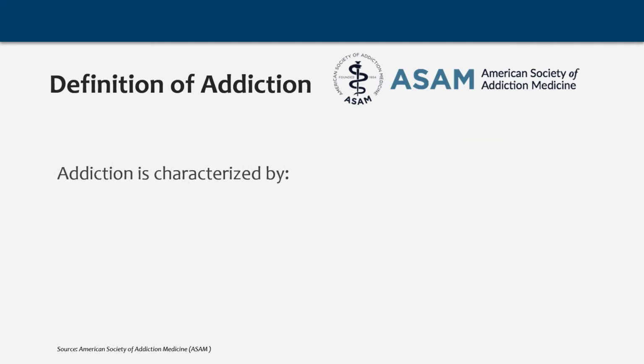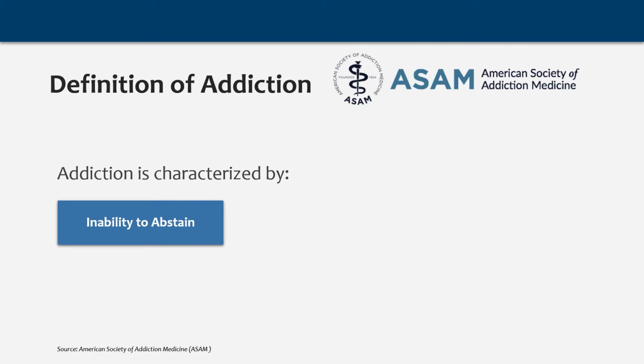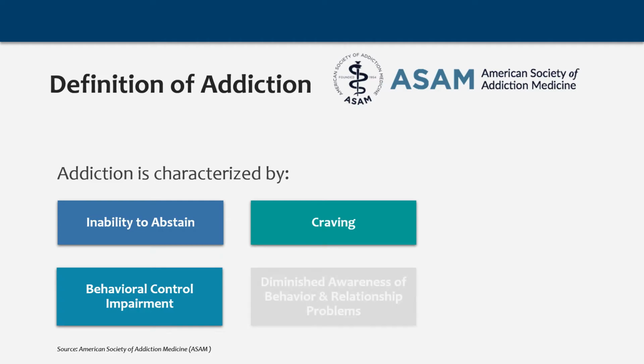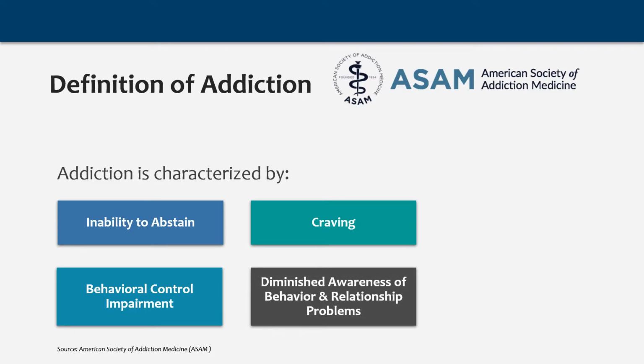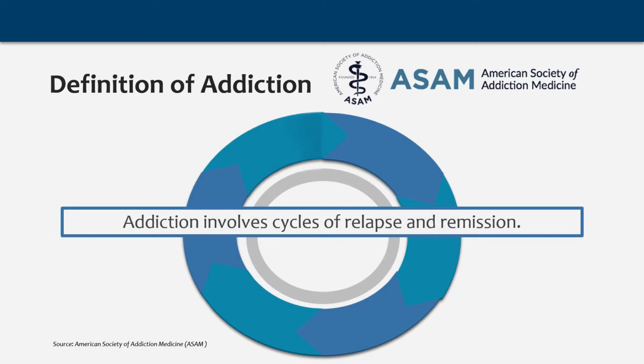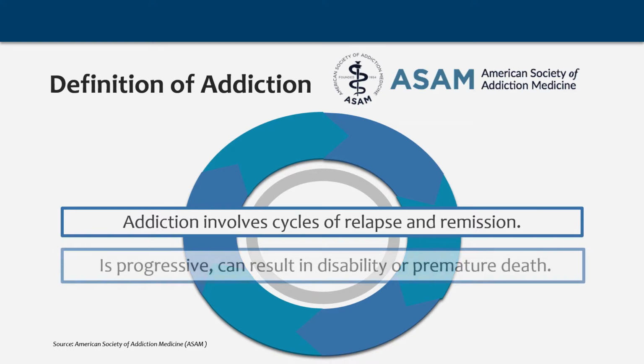Addiction is characterized by inability to consistently abstain, impairment in behavior control, craving, diminished recognition, or awareness of significant problems with one's behaviors and interpersonal relationships, and a dysfunctional emotional response. Like other chronic diseases, addiction often involves cycles of relapse and remission. Without treatment or engagement in recovery activities, addiction is progressive and can result in disability or premature death.